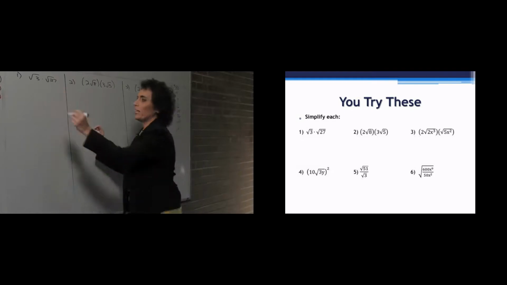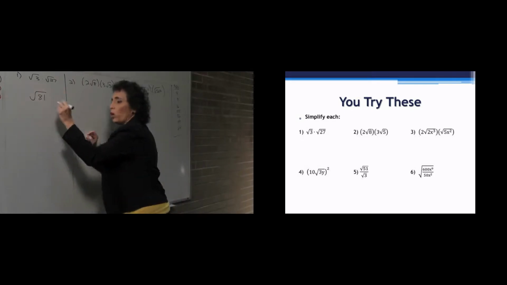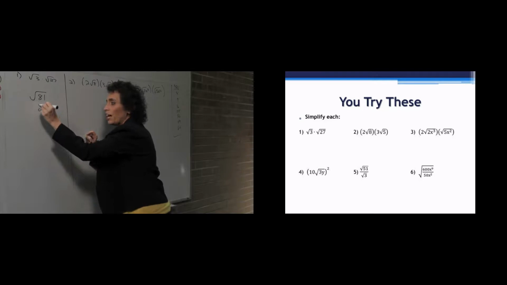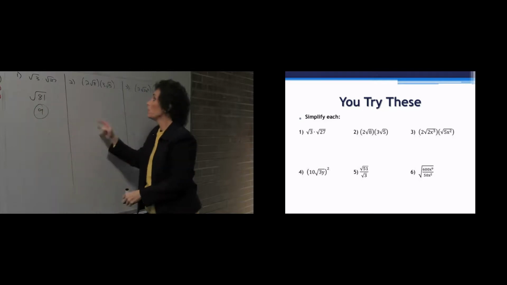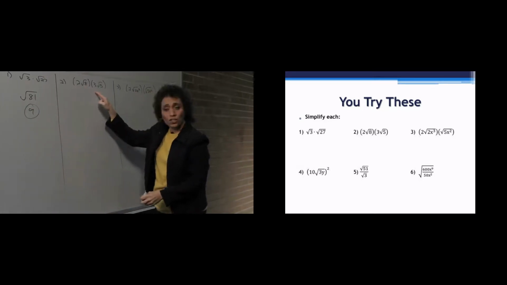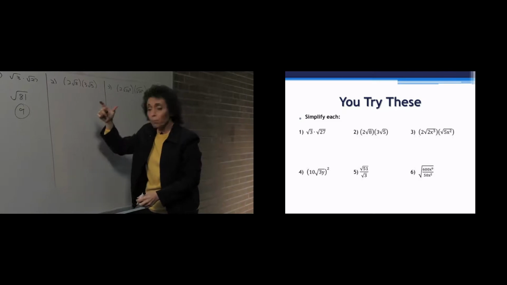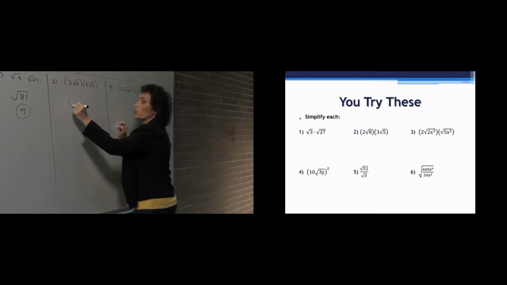3 times 27 is the square root of 81. The square root of 81 is 9. You're done. Beautiful. Coefficients with coefficients, as long as the index matches, we're good. 2 times 3 is 6.